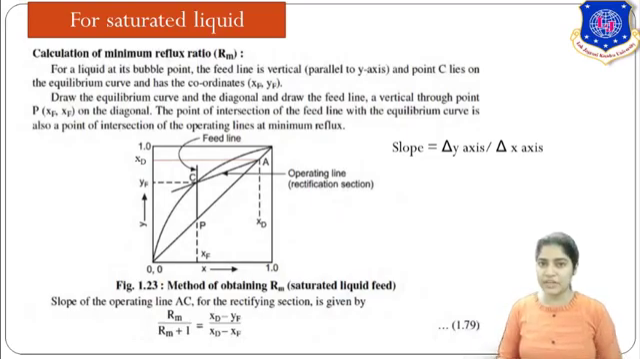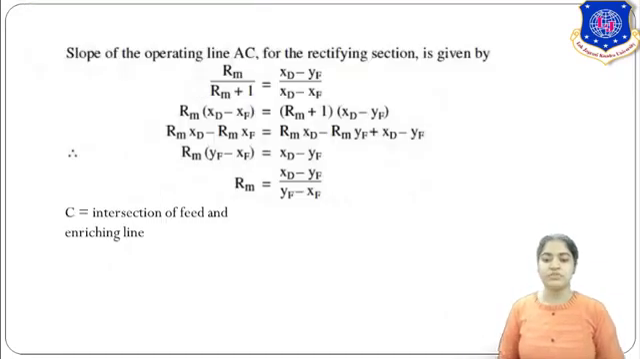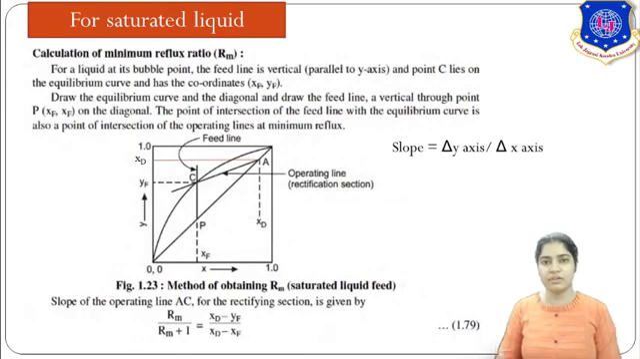So Rm upon Rm plus 1 is the slope, which is equal to xD minus yf upon xD minus xf. This is the minimum reflux ratio slope for saturated liquid. So this is how you have to calculate. Hence Rm is xD minus yf upon yf minus xf. You don't need to memorize this value. Just remember from the graph how to calculate it. Just plot the graph. Because the feed is saturated liquid, the feed line is vertical, and you have to plot C. C is the intersection point of the operating line of the rectifying section and your feed line, and from that the coordinates are obtained.